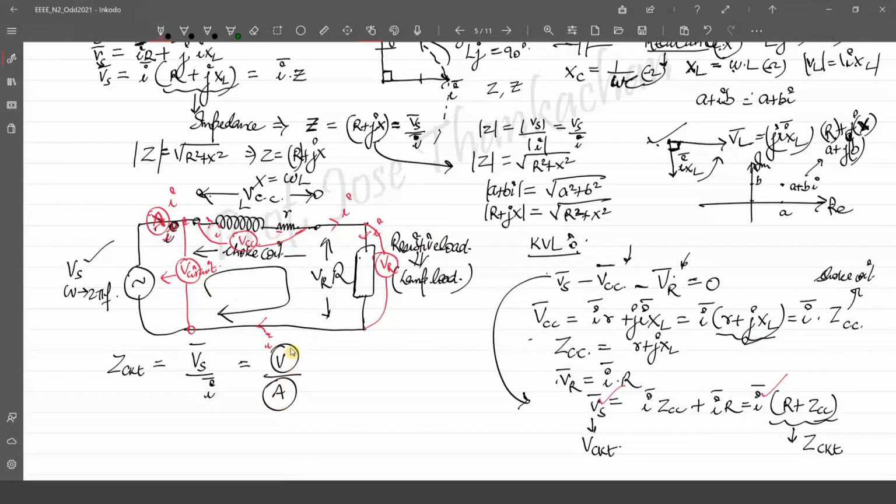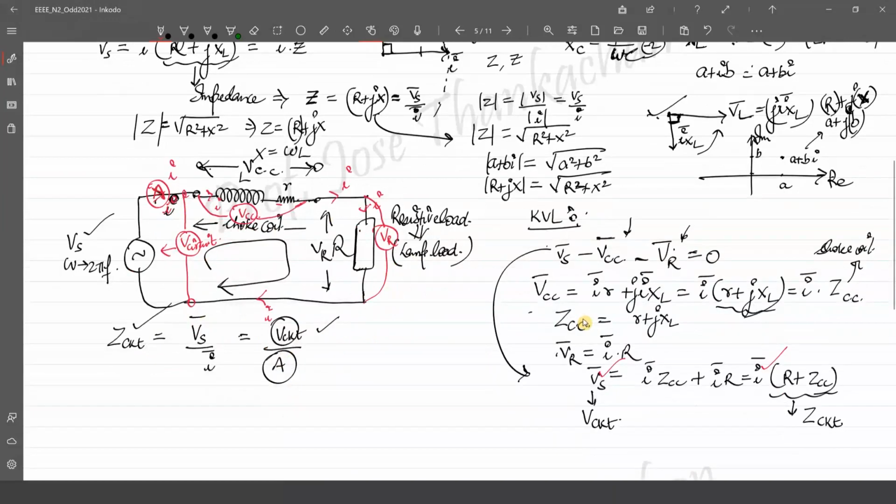And what is this voltmeter reading? This is V circuit, VCKT. This voltmeter reading is divided by the ammeter reading A. There's only one ammeter connected because all are in series. We require only one ammeter to measure the current flowing through all of them. So Z circuit is known to you from the given experiment. Fine.